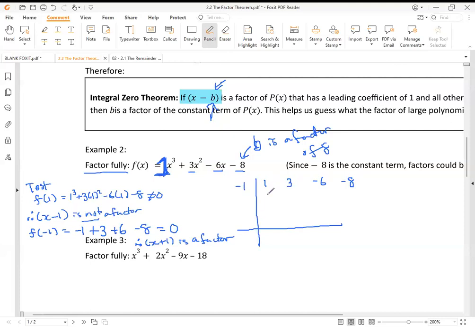Here we go. 1 down. Multiply. Add. Multiply. Add. Multiply. And yay, we confirmed it. Take a look, our remainder is a 0 with a happy face.